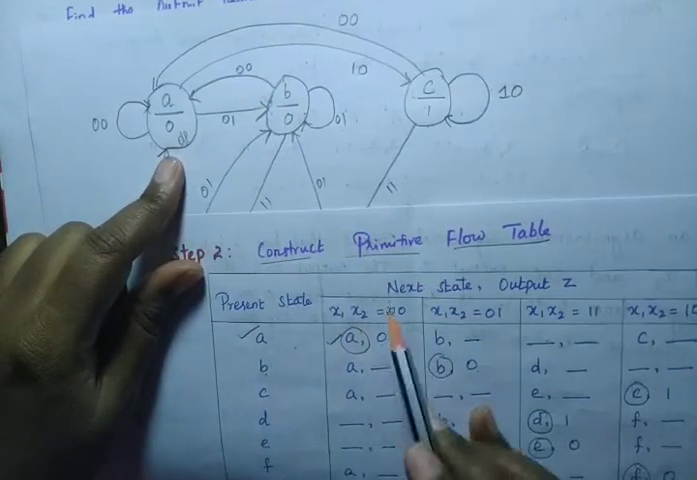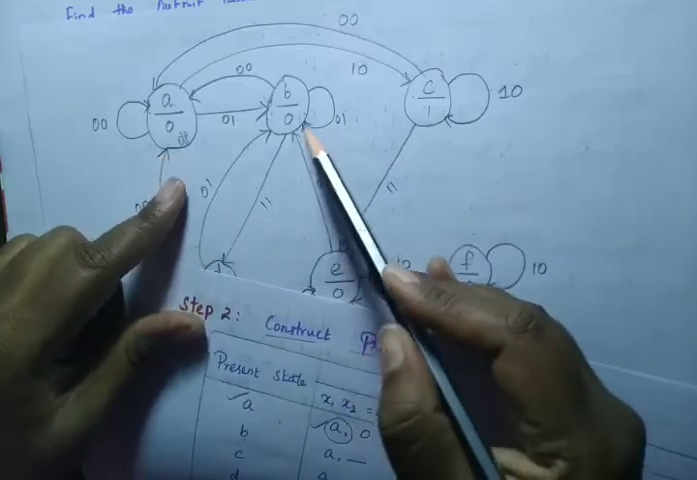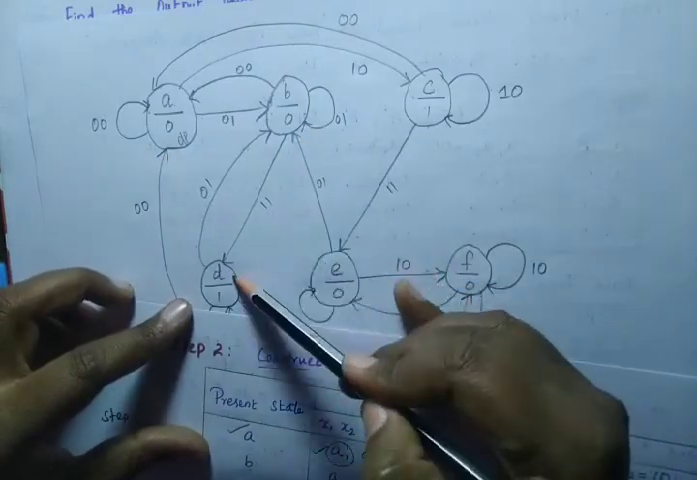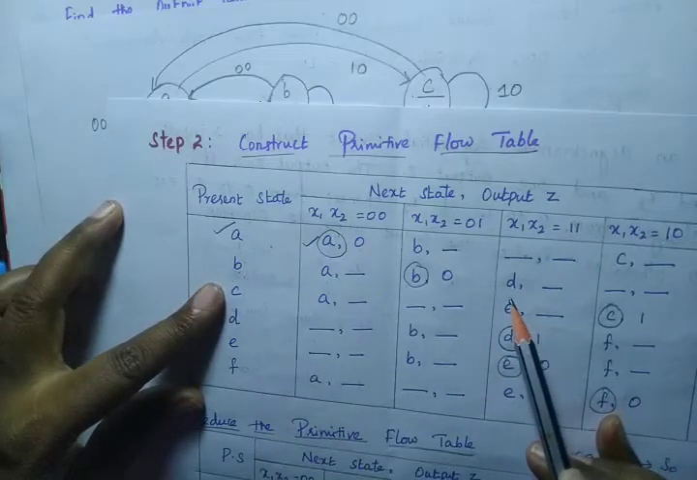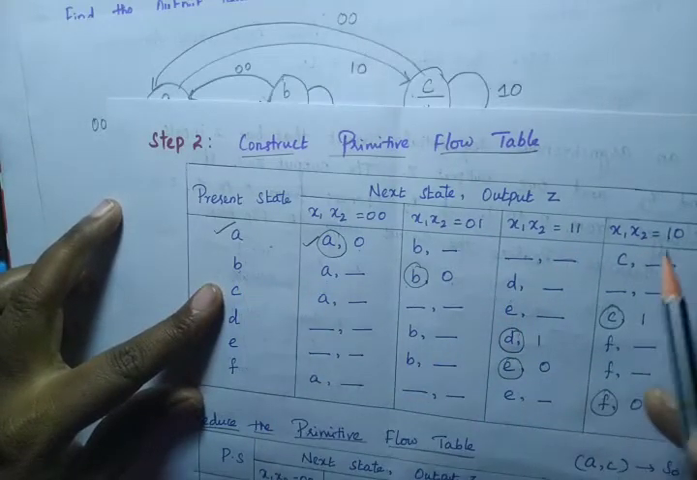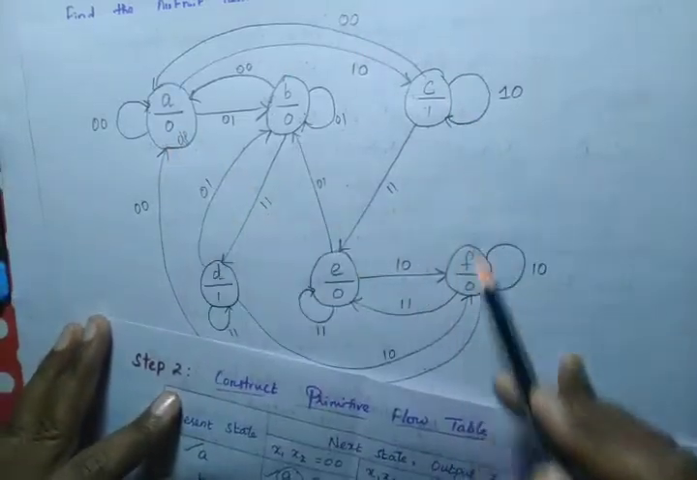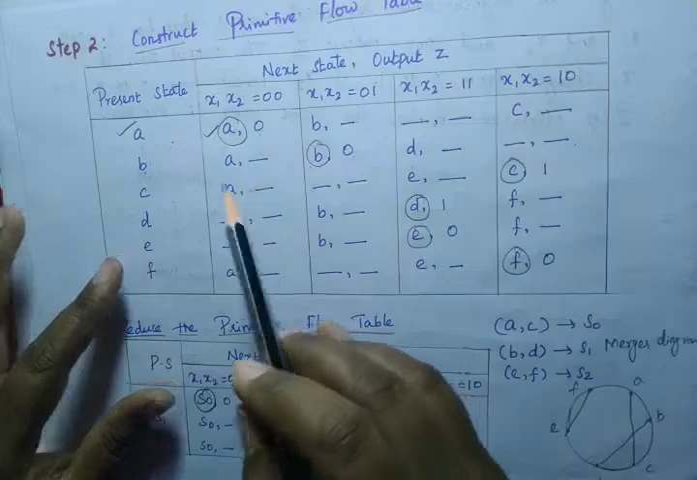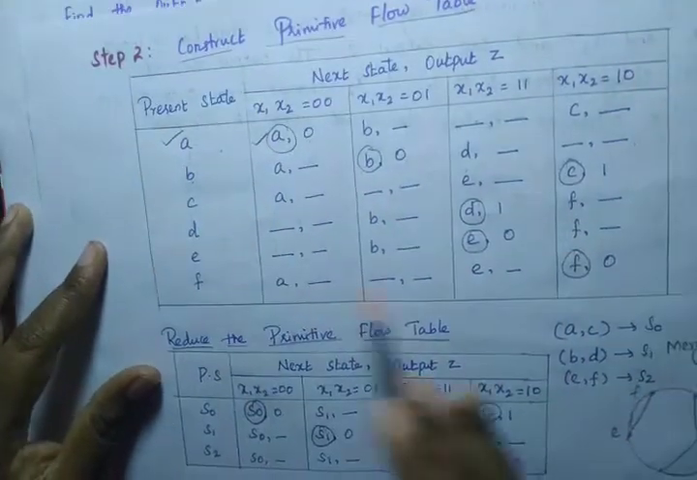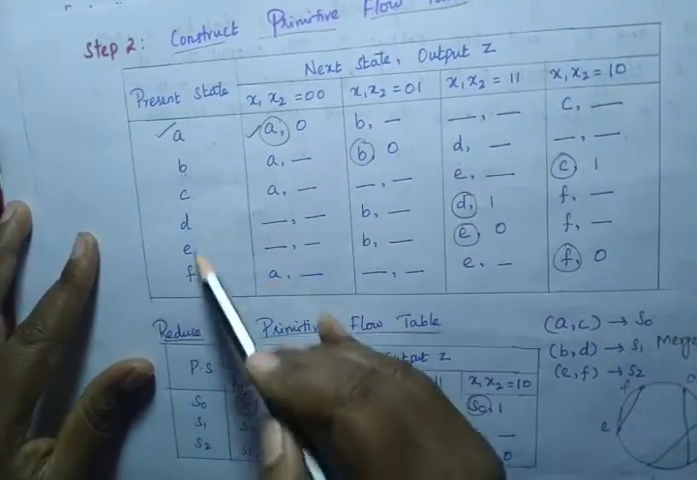So if B is 0, 0, that goes to A. Then if B is 1, 1, that will move to D. Next, if B is 1, 0, that condition does not exist here, so we have mentioned that as dash dash. In a similar way, we have to fill this primitive flow table for A, B, C, D, E, F.